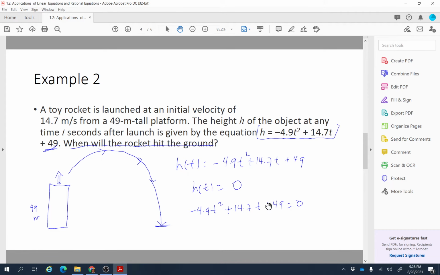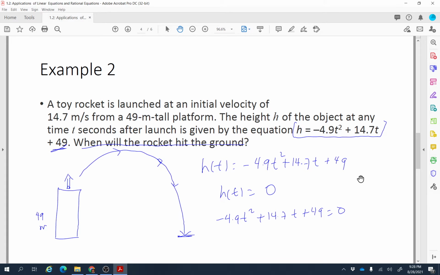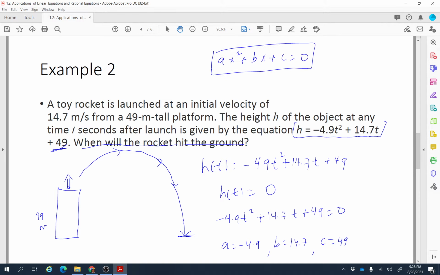Okay, so this is the quadratic equation, and we would like to solve it for time. So we can use the quadratic formula. Make sure that a is -4.9, b is 14.7, and c is 49. If we compare this with the standard form, ax squared plus bx plus c equals 0, then these are the values of a, b, and c.